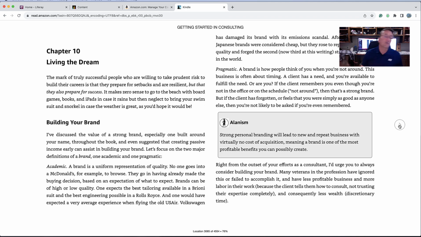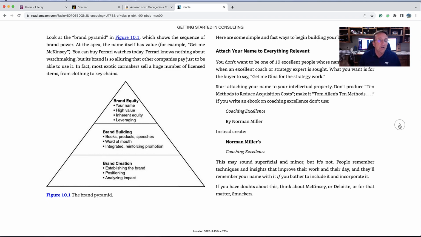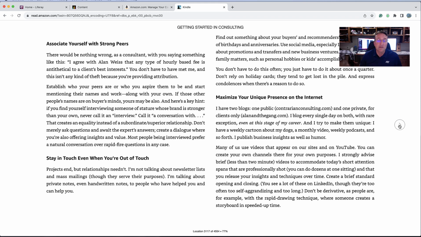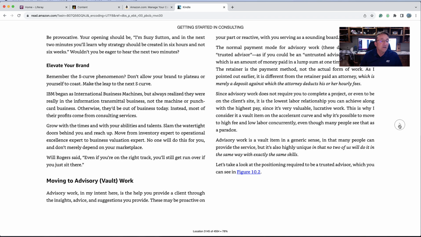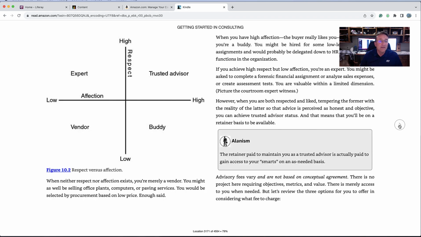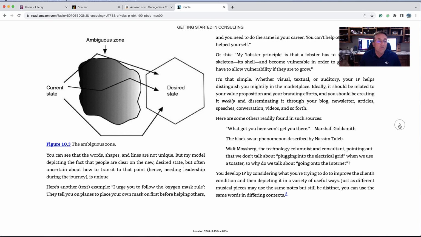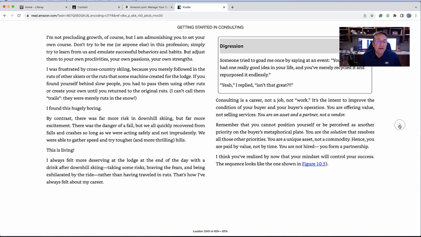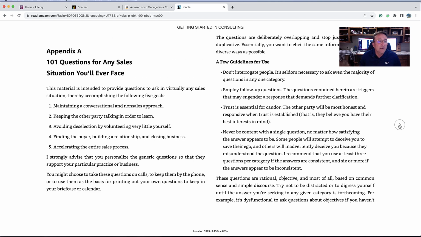All right, so chapter 10, Living the Dream, he talks about building your brand. That's in a very important spot here. So make sure you go through there. He talks about brand equity and building that brand value. So I think you ought to take a look at that. Talks about the association of peers, talks about managing your presence on the internet, talks about elevating your brand, goes through here and kind of has a little matrix of, you know, when people just become your buddy to a trusted advisor. And so those are things that you do have to think about, is who do you surround yourself with? And that's what he's kind of laying out here for you. Most of that goes there. And so that really wraps up.